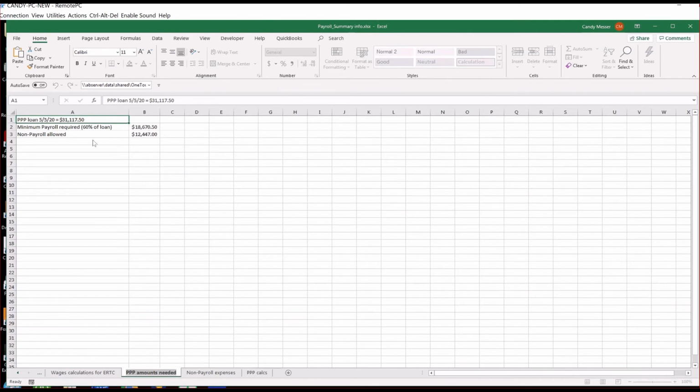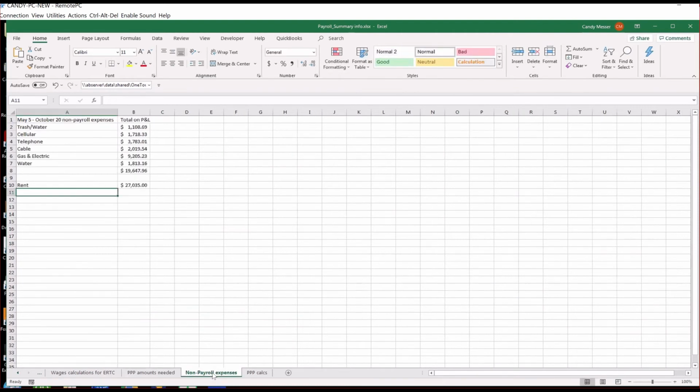When I calculated the 60% payroll required for the PPP forgiveness, that gave me $18,670.50, and the non-payroll allowed was $12,447. We did make a list of the non-payroll expenses, so basically their utilities and telephone. And as you can see, that's more than what they're even allowed out of the 12,000. They had 19,000. So we don't even need anything more than this, but we just also listed their rent amounts just for purposes of calculating what they actually spent in total during the covered period.